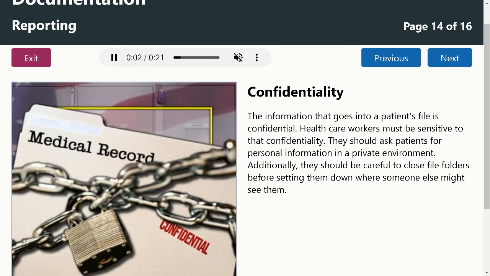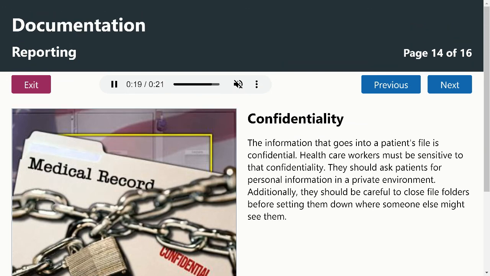Confidentiality. Information that goes into a patient's file is confidential. Healthcare workers must be sensitive to that confidentiality. They should ask patients for personal information in a private environment. Additionally, they should be careful to close file folders before setting them down where someone else might see them.